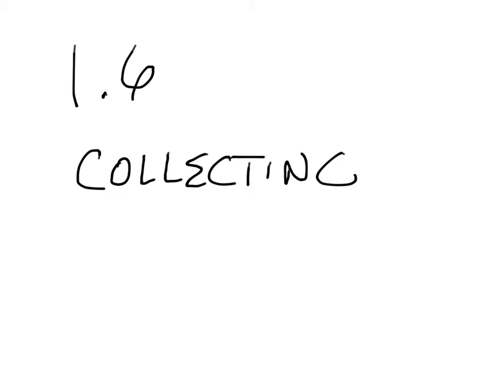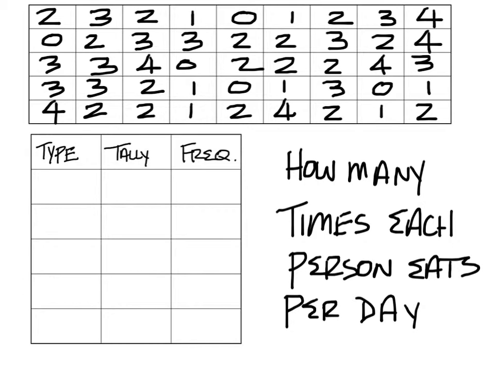It's 1-6 collecting data. Your list of data is at the top. If you're going to want to make a table so that you can count these up, you should list each different item in the table. What's the first item that I should list under type in the table?